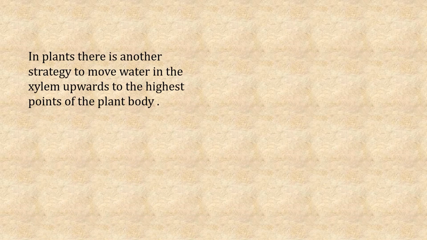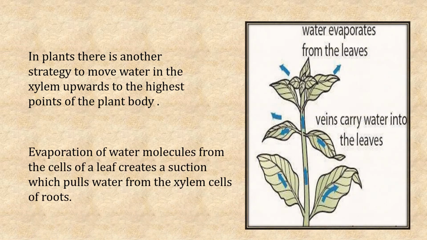In plants, there is another strategy to move water in the xylem upwards to the highest point of the plant body. Evaporation of water molecules from the cells of a leaf creates a suction which pulls water from the xylem cells of roots. In the picture you can see water being evaporated from the leaves. Veins carry water into the leaves once again.